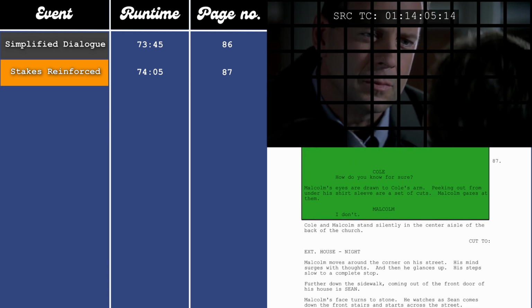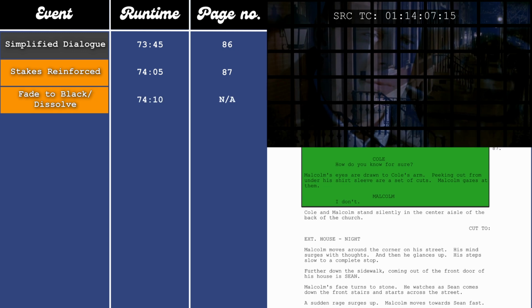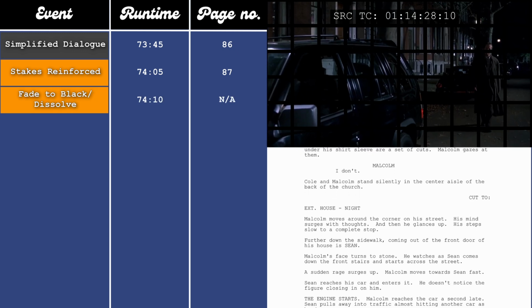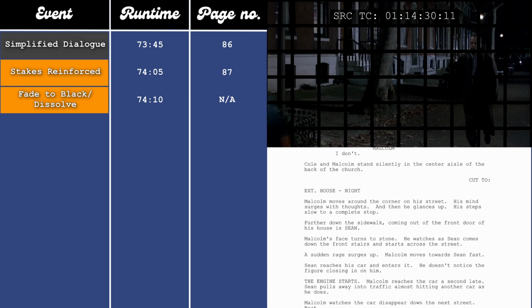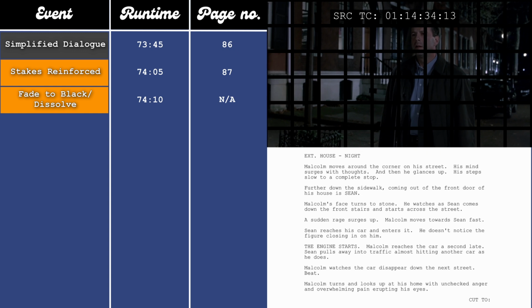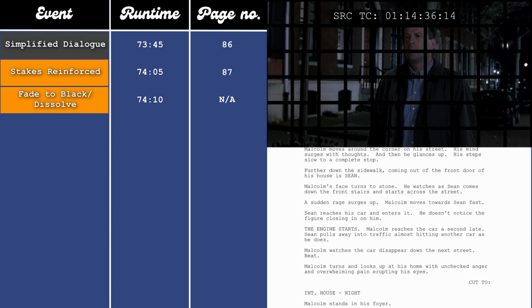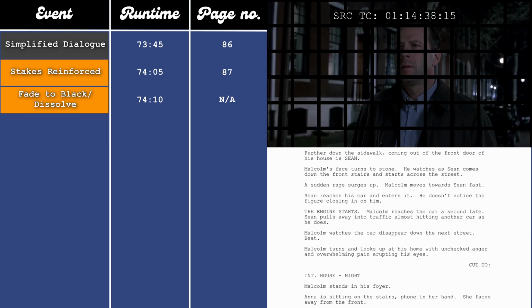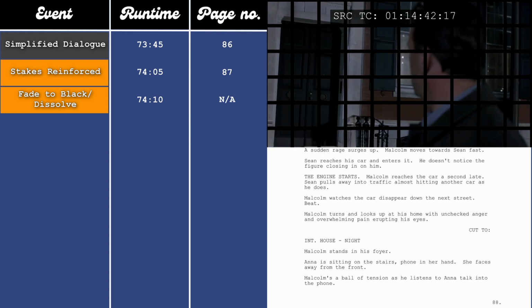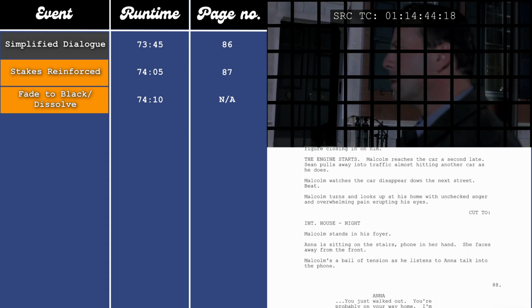So they don't know if the plan will work, but it's their only choice at this moment. There's a short scene at the 74-minute and 10-second mark, which is on page 87 in the script, that forwards the B-plot, where as Malcolm approaches his house, he sees Sean coming out, with the implication being that something has happened between him and Anna, but we don't know what. In the film, that's where the scene ends, but in the script, it keeps going.